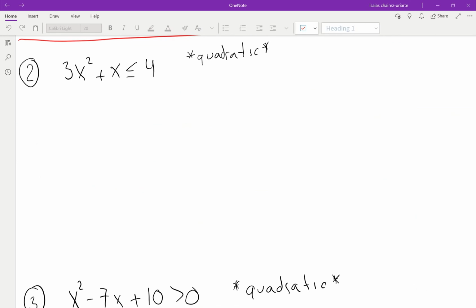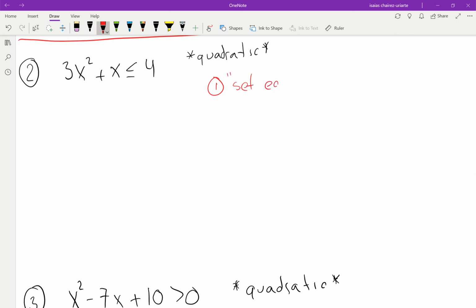Okay, let's solve this one. We said that the first thing we wanted to do is set equal to 0. And I put this in quotations because it's not really an equation. So what that means is just do this. It's subtract a 4 from both sides. So 3x squared plus x minus 4 less than or equal to 0. And remember that if you end up multiplying or dividing by a negative, the inequality sign would flip. But we haven't done that. All we did is subtract 4.